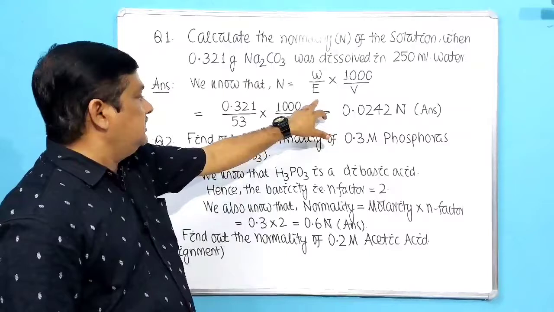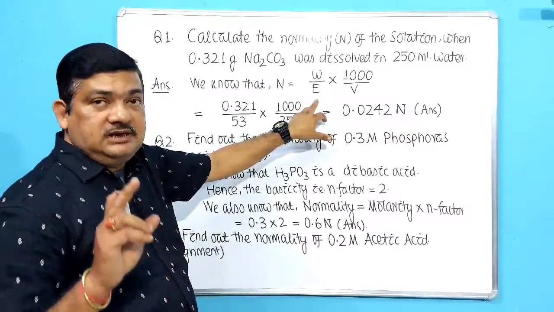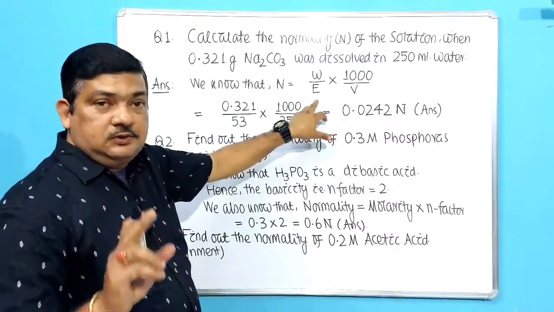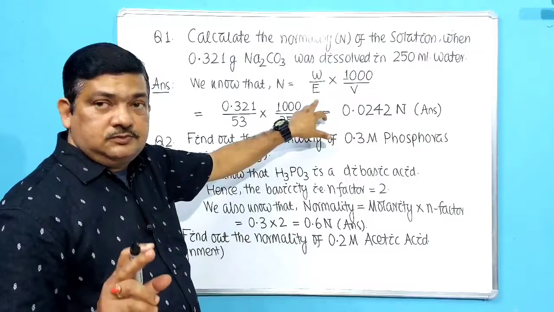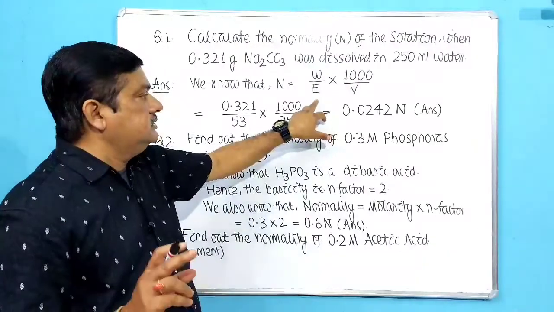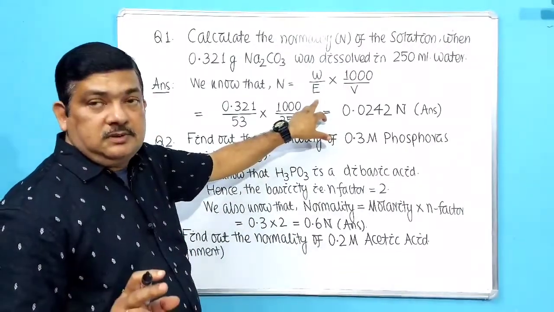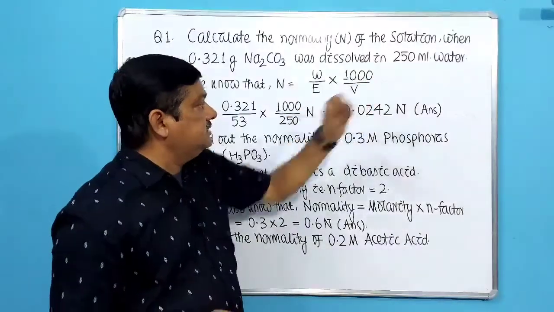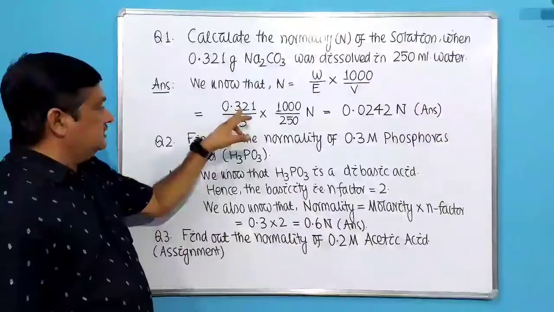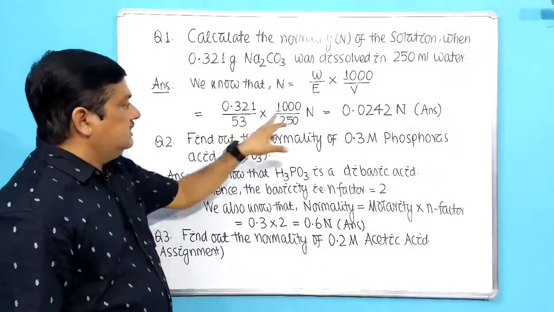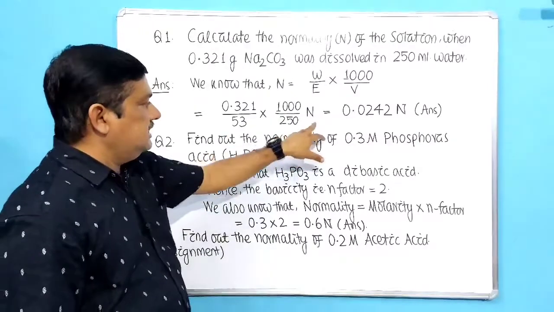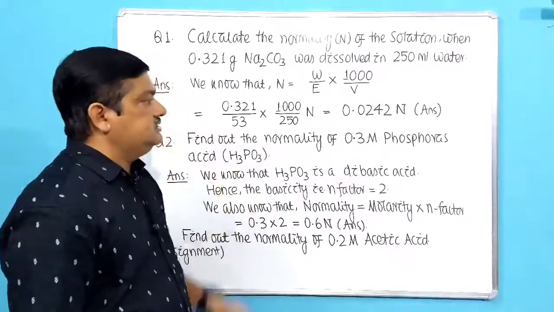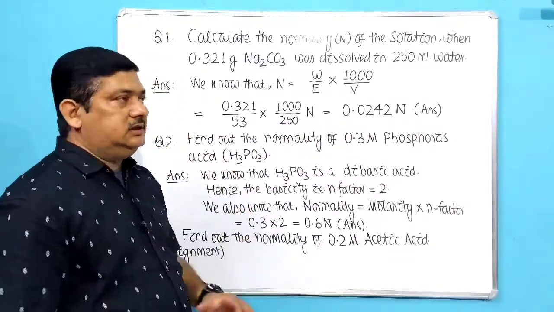Then E is the gram equivalent mass. Sodium carbonate molecular mass is 106. Sodium total valence is 2 because there are 2 sodium atoms. So equivalent mass will be 53. Then V given is 250. So given mass 0.321 by 53 into 1000 by 250 N. So answer will be 0.0242 N.